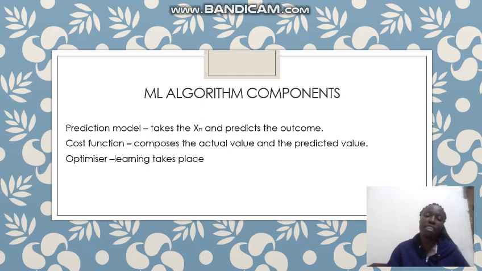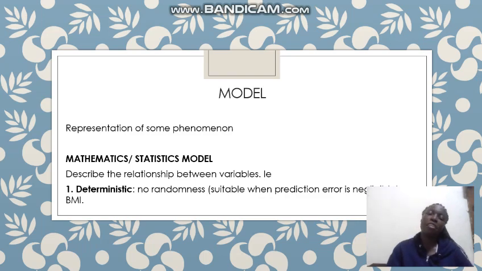Then we have the machine learning algorithm components, where we have the prediction model, cost function, and the optimizer. Then we shall look at the models, and the model is a representation of some phenomenon. We have the different types of mathematical and or statistical models, and these describe the relationship between variables. Here we will have the deterministic, where there is no randomness and it is suitable when the prediction error is negligible. For example, the body mass index.